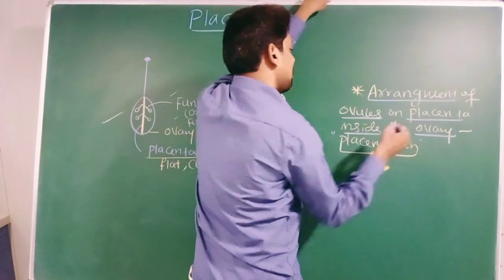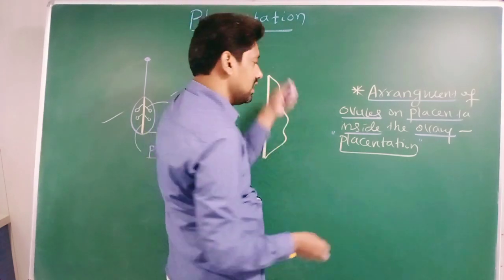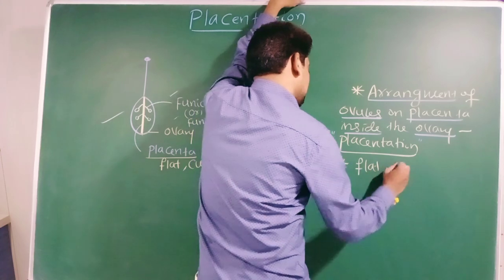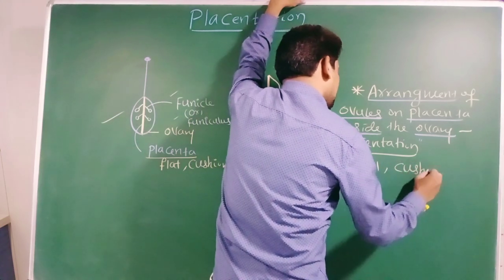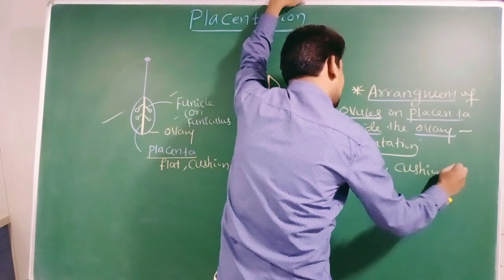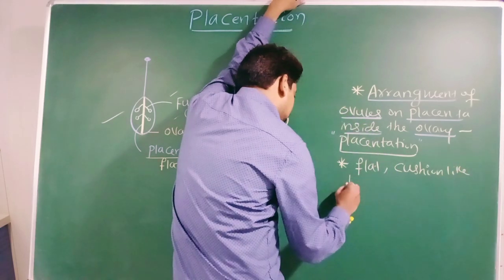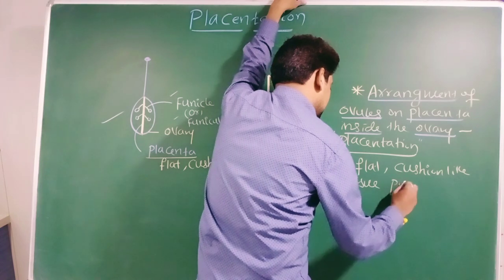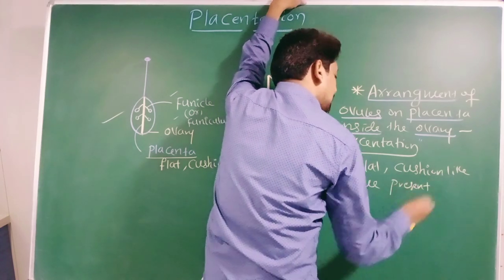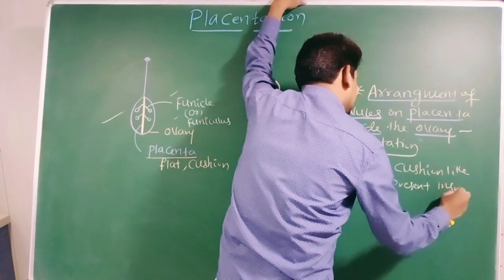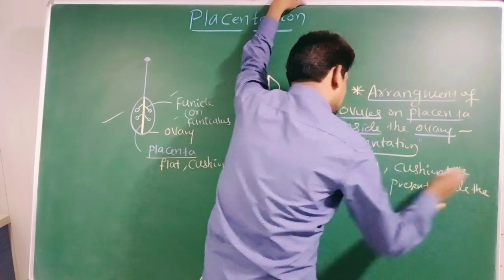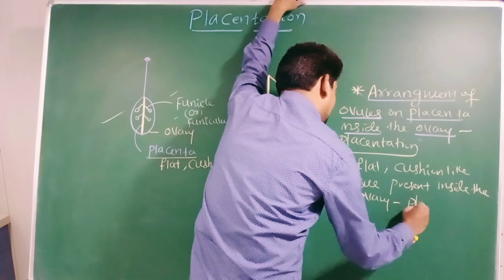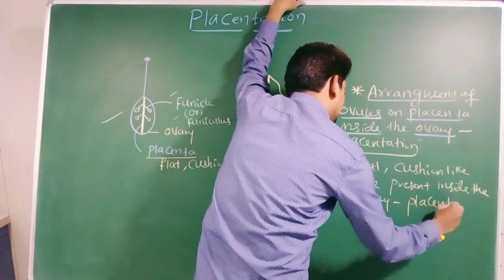What is this called? Placentation. Okay. What is the meaning of placenta? It's a flat cushion-like tissue, present inside the ovary. What is it called? Placenta.